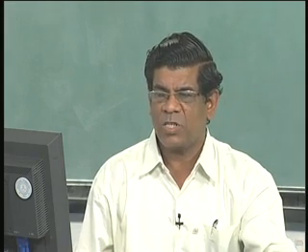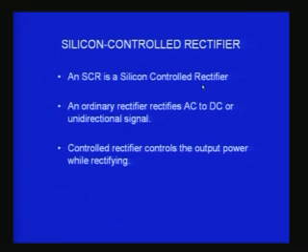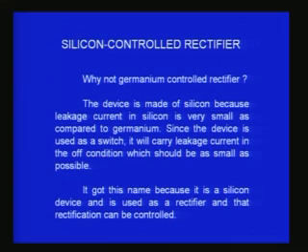So, basically an SCR is a silicon controlled rectifier. It is a silicon controlled rectifier because usually it is made out of silicon semiconductor. It is a rectifier because it is going to be used for power control, and it is a controlled rectifier because you have an additional terminal called the gate which controls the power delivered to the load. An ordinary rectifier converts AC to DC, that is what we call rectification, and DC means a unidirectional signal, current or voltage. A controlled rectifier controls the output power while rectifying. Let us try to understand a little more, but you may be wondering why not a germanium controlled rectifier.